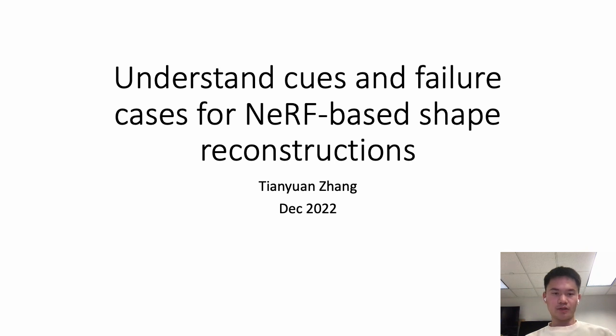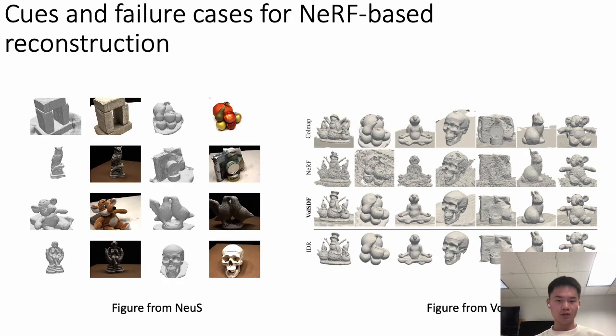Hi, I'm Tianyuan. This course project is about understanding cues and failure cases for NeRF-based shape reconstruction algorithms. Recently, we see a lot of successful shape reconstruction algorithms using NeRF-like rendering models. They produce very good-looking reconstruction results. In this project, we try to understand what type of cues they are using for shape reconstruction, and try to analyze and experiment what kind of failure cases this kind of algorithm has.